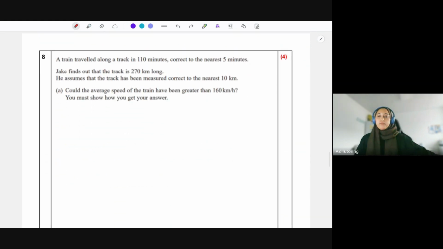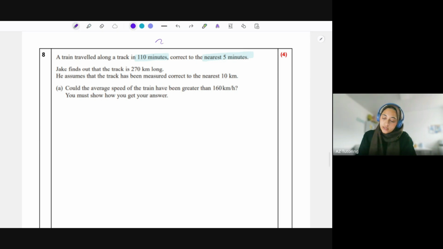Okay, moving on, we've got a bounds question now. I don't think a bounds one came in the first paper. Okay, so it says here, a train traveled along the track in 110 minutes, correct to the nearest 5 minutes. As soon as you see the word nearest in a question, that's a big clue that it's a bounds question. So that's a giveaway. So we've got time, in minutes. Jake finds out the track is 270 kilometers long, and that's correct to the nearest 10 kilometers.